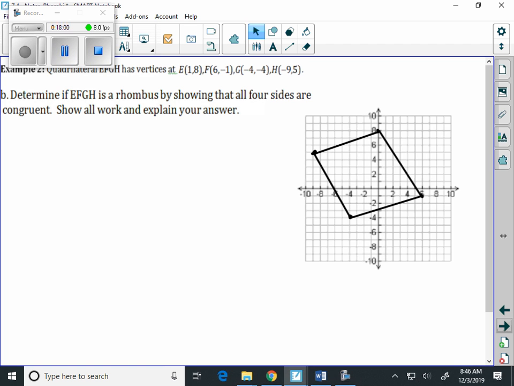So part B. Now that we've shown that we have a parallelogram, we want to determine if EFGH is a rhombus. And what we need to show for it to be a rhombus is that all 4 sides are congruent. So we have to do the distance here. And here come some more triangles to work with.